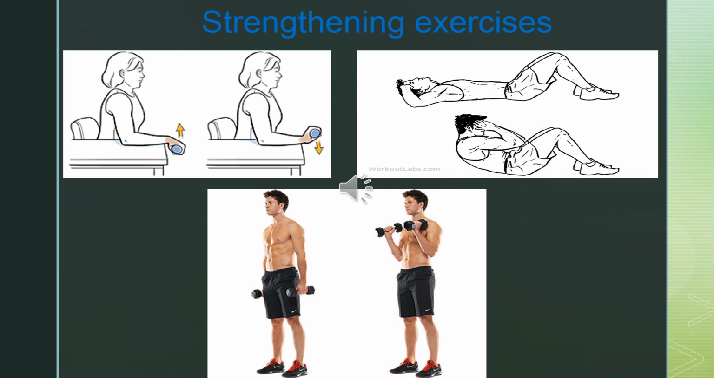With the wrist extensor exercises in the picture provided, you can see the young lady has her wrist in a neutral position, and you will then bring your wrist into an extended position, and you can do that 10 times, 3 sets. With the sit-ups, you can do those 10 times, 3 sets also.